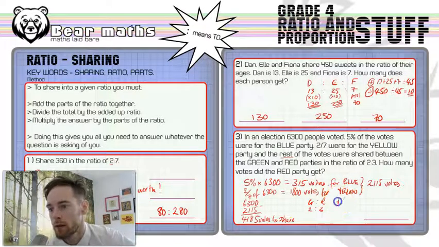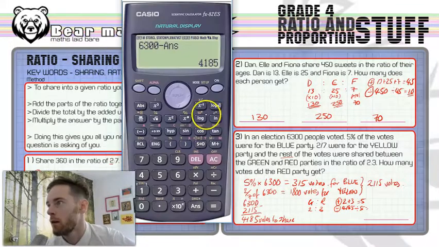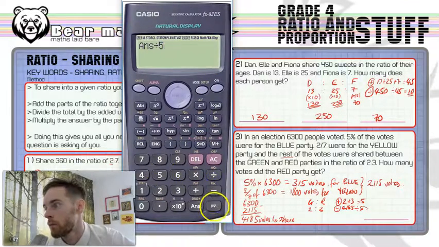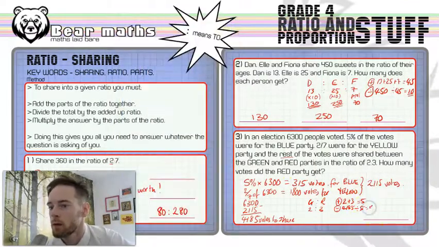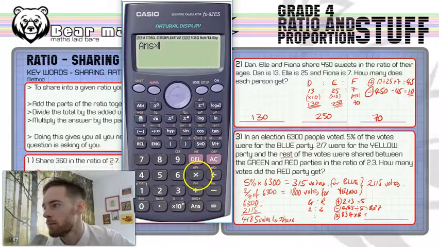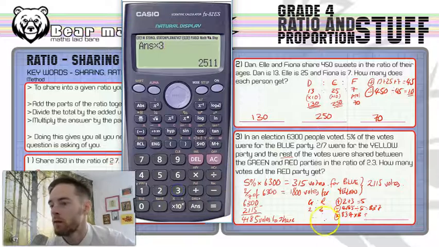So add those together first of all. So 2 plus 3, which equals 5. Then divide that into 4,185. So that divided by 5 is equal to 837. That's what one part of our ratio is worth. We want 3 parts because that's the red. Okay, so that's going to be multiplying by 3. So multiply 837 by 3. And that's going to give us our answer of 2,511.